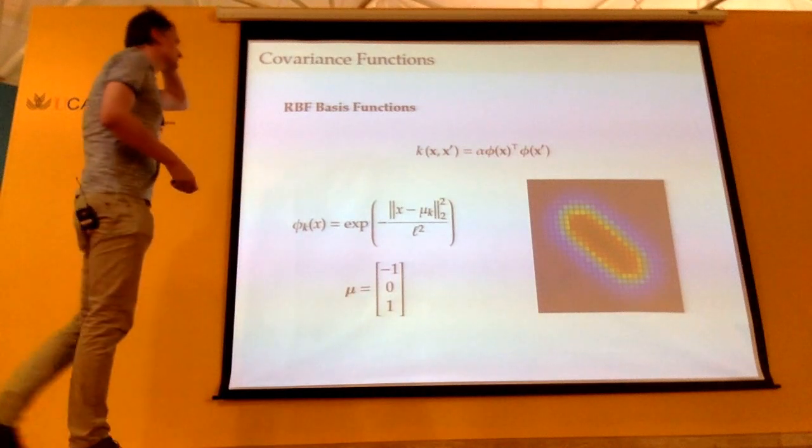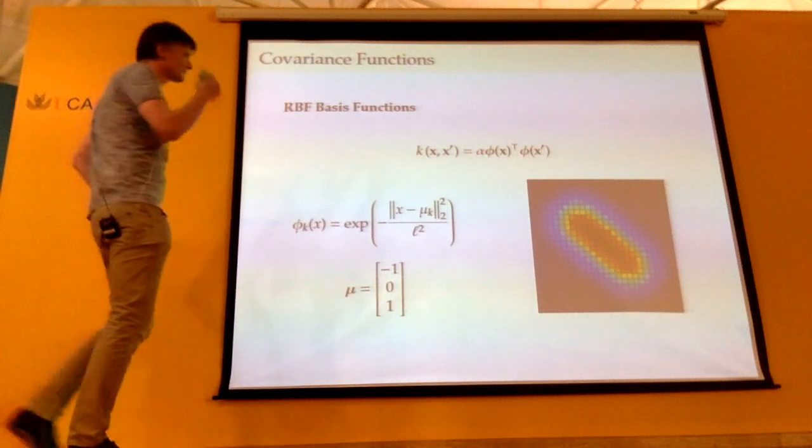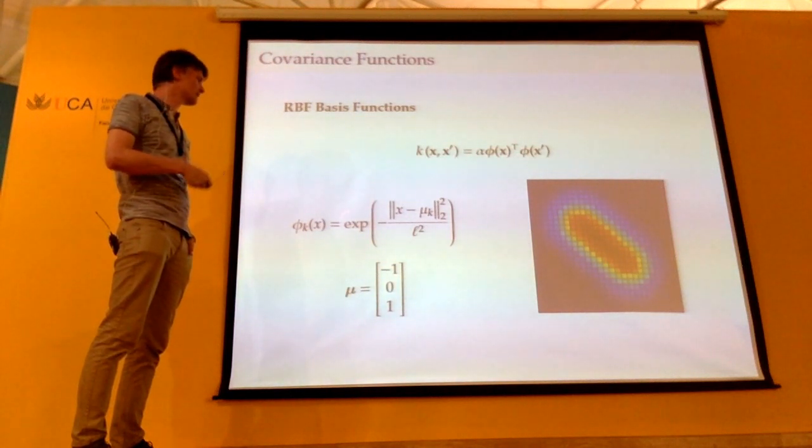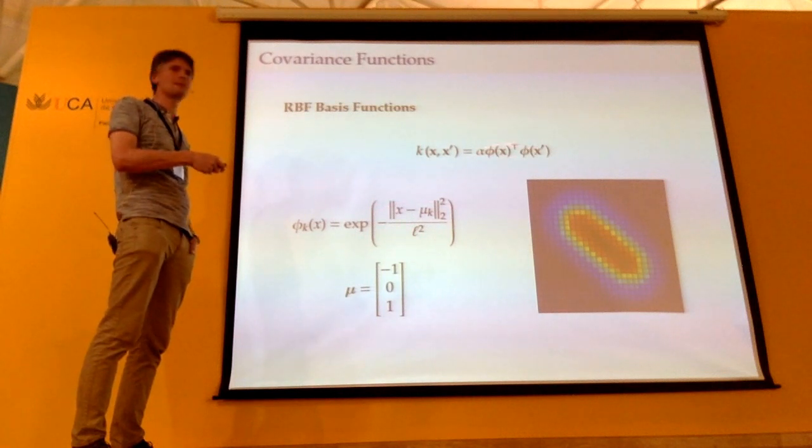Okay, so it turns out that if we apply those ideas, we can show that the covariance function associated with these basis functions is just given by this inner product.